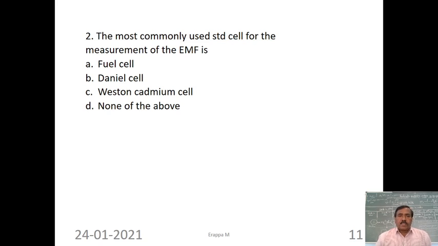Next. Question number 2. The most commonly used standard cell for the measurement of EMF is: A is fuel cell, B is Daniell cell, C is Weston cadmium cell, D is none of the above. In this session, we just explained that the most commonly used standard cell is the Weston cadmium cell. That is, C is the answer for this question.